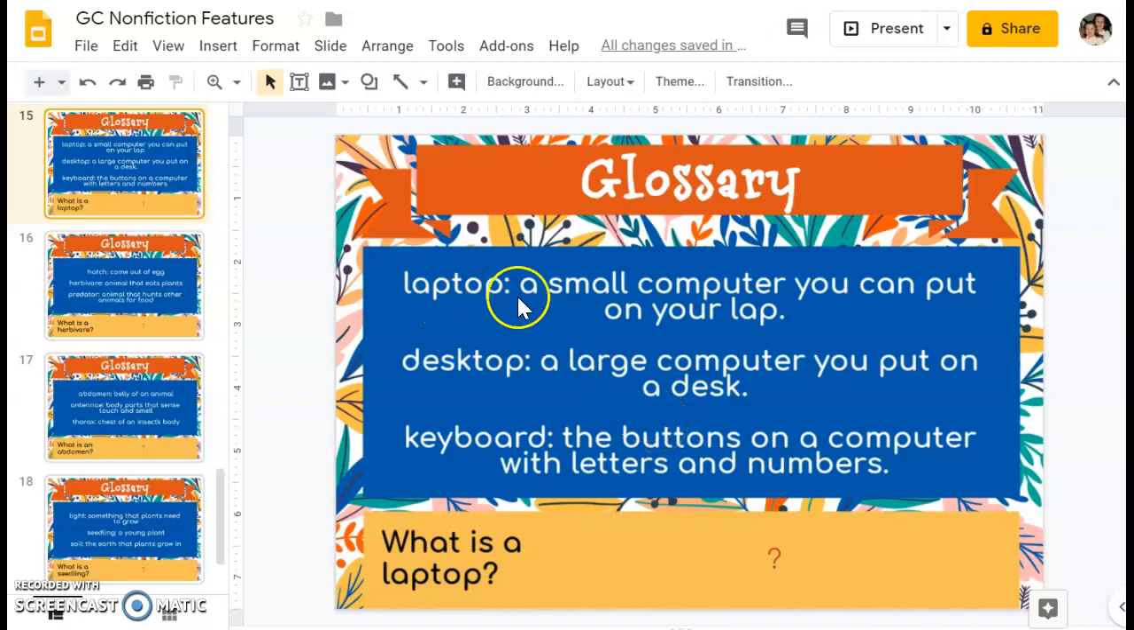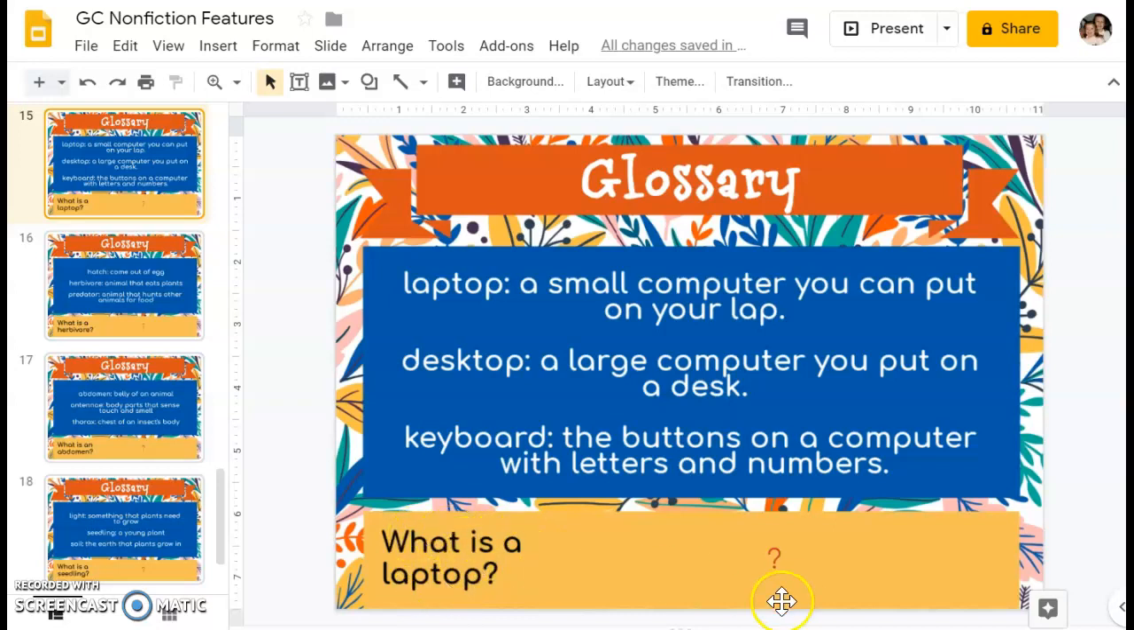I gave you 3 words on each of your glossary pages. So I have laptop, a small computer you can put on your lap. Desktop, a large computer you can put on the desk. Keyboard, the buttons on a computer with letters and numbers. What you have to do is define one of the words that I give you at the bottom. So the word that I want you to tell me what it means is laptop.